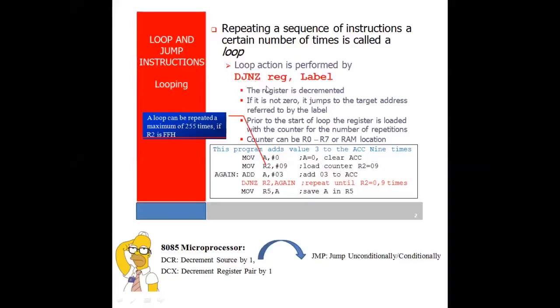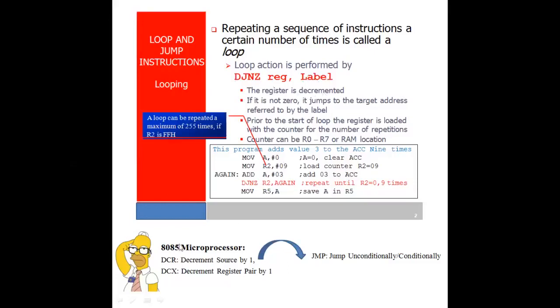The register specified with the instruction DJNZ will be loaded with a value. After that, it will be decremented by 1, and until it reaches the value 0, this instruction will jump the control to the particular address which is specified by the label.